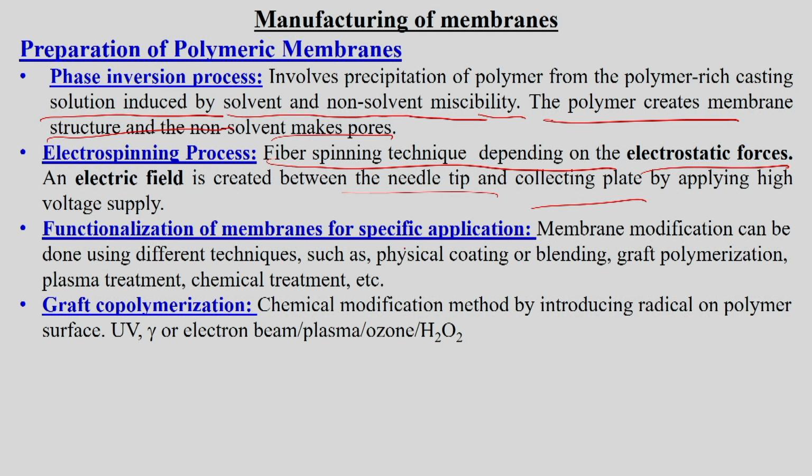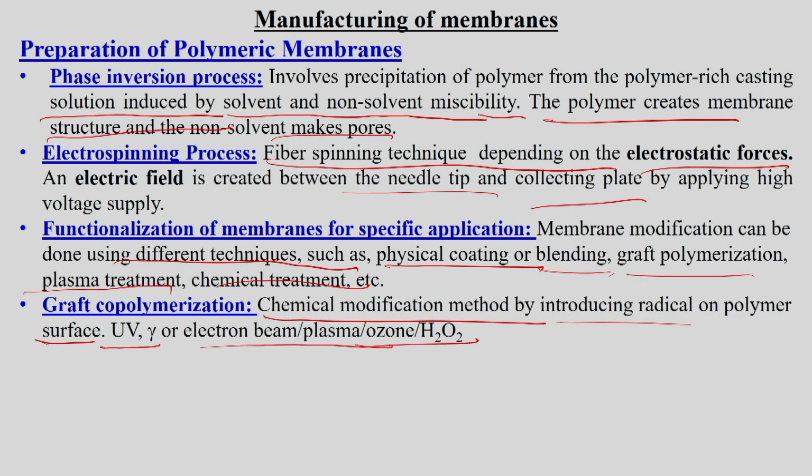Then functionalization of the membranes for specific applications is a very standard technique. Membrane modification can be done using different techniques such as physical coating or blending, graft polymerization, plasma treatment, chemical treatment, etc. Graft co-polymerization is also an important process, a chemical modification method introducing radicals on the polymeric surface using UV, gamma, electron beam, plasma, ozone or hydrogen peroxide. This graft co-polymerization is also done for polymeric membranes.